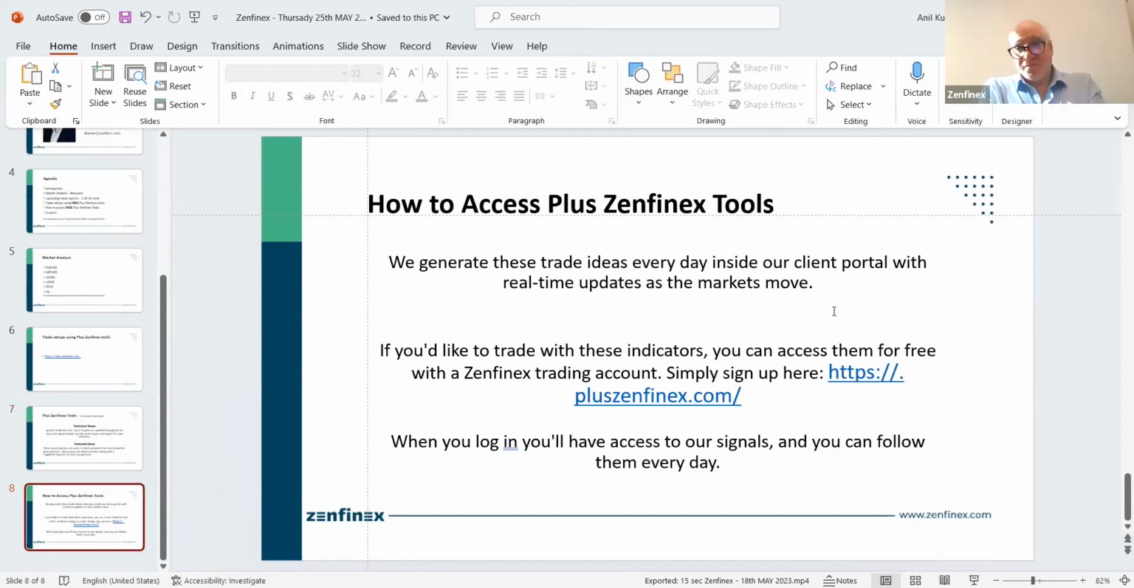So with the Zenfinex Plus tools, you get not only trade ideas, but you'll understand how other analysts are looking at markets, how they're setting up their trades. I've got my own particular way of doing it. You've seen it over and over again now: top down, weekly, daily, 4 hourly, hourly. Look for consolidation, look for trends, trade with the trend. Make sure you have a protective stop in, and it's as easy as that.